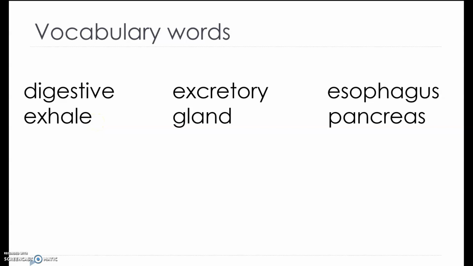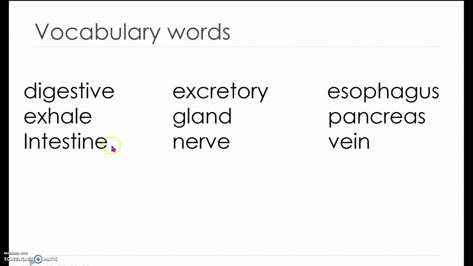Exhale, gland, pancreas. Very good. Now listen carefully as I read the third sets of words. Intestine, nerve, vein. Now repeat after me.